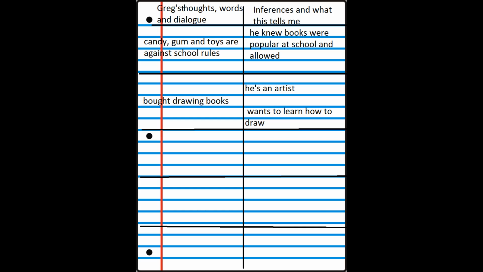Okay, so based on this paragraph, what could I write down as far as his thoughts, words, and dialogue? Well, I know that Greg bought drawing books because it says right in the text that he was led to books like How to Draw Comic Book Villains and You Can Draw Superheroes. So now let me go back to my journal and write this. I'm going to write "bought drawing books" on one side, and I'm going to make my inference. My inference is that he's an artist and that he wanted to learn how to draw. So that's why he bought all those drawing books.